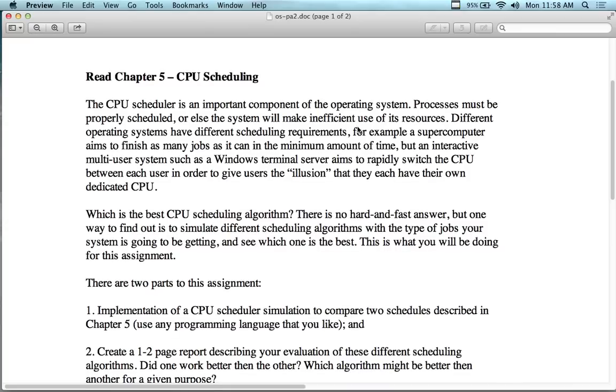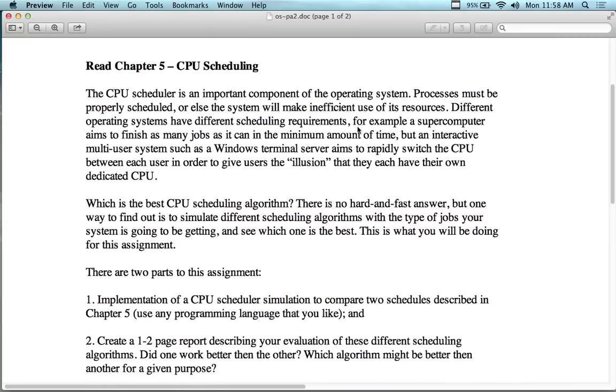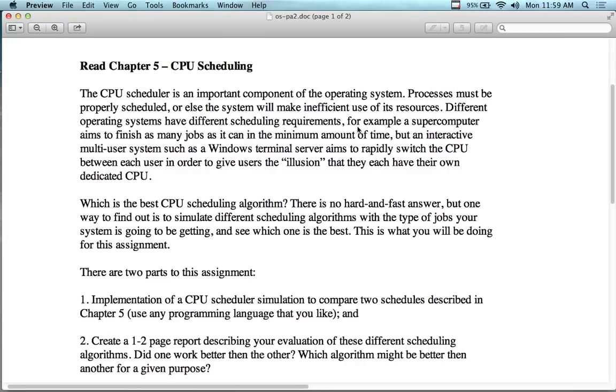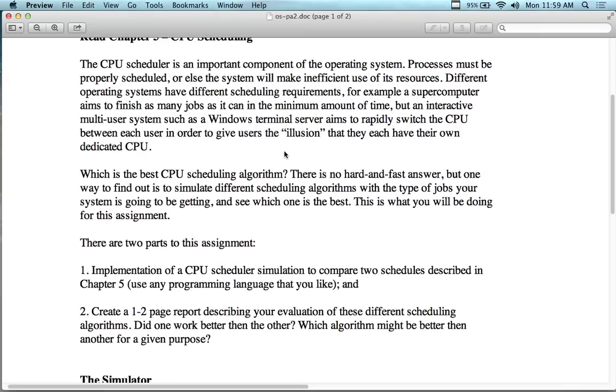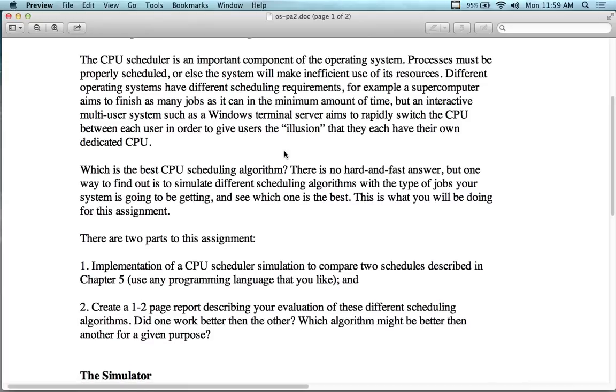But long story short, you want to minimize the amount of processing and context switching, and maximize performance and the user experience. So you're going to come up with this configuration that's going to help you do it. A supercomputer aims to finish as many jobs as possible. We want interactions. We want multiple users in a Windows system. So we want the CPU to switch between different jobs and give you the illusion that you have a dedicated CPU for each one of the programs that you're running.